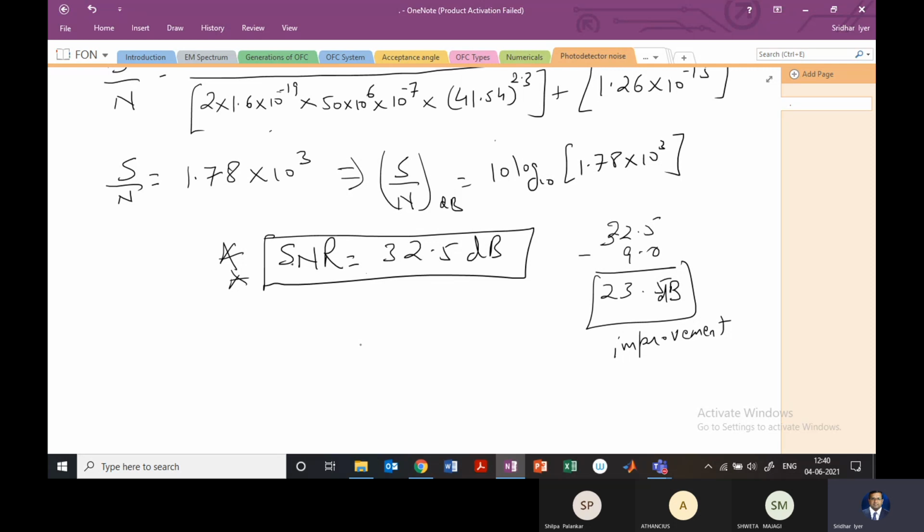Okay, so this is an example which helped us in understanding what exactly the use of the APD is over the PIN diode. Okay, so similar questions are solved in the notes. They're there in the videos also, so you can look at them. Okay, let me see if we can solve one more.